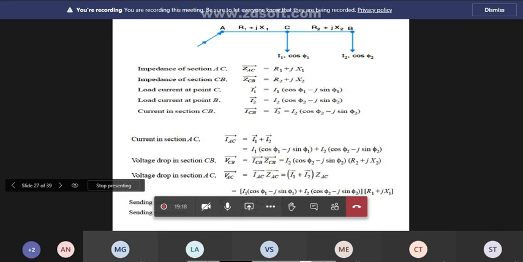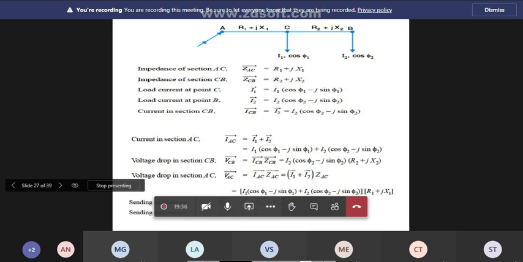When 3 consumers are calculated, I1, I2, I3, at that time the CB current is not equal to I2. But here there are no extra consumers and B is the dead end. That's why the current flowing to B is nothing but the branch current. So the current in section CB is nothing but I2 cos phi2 minus j sin phi2.